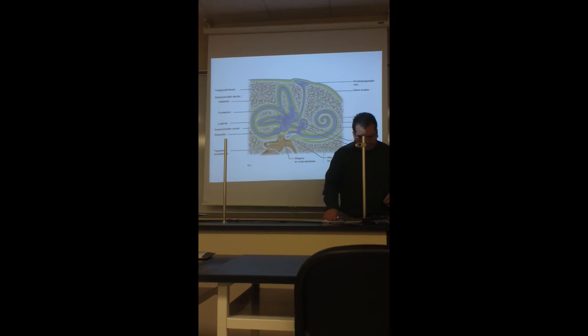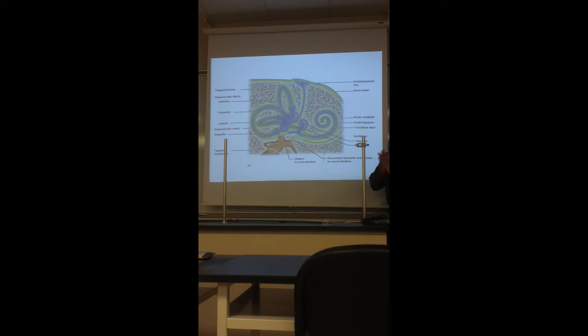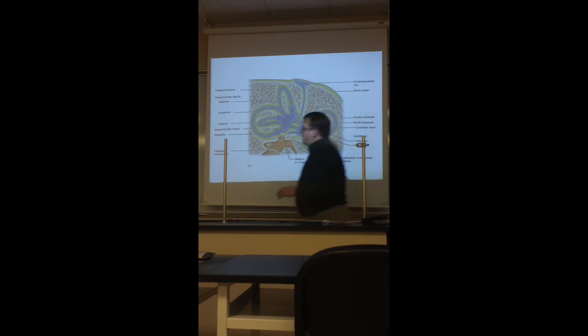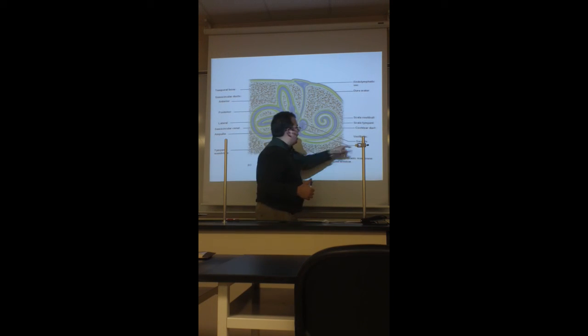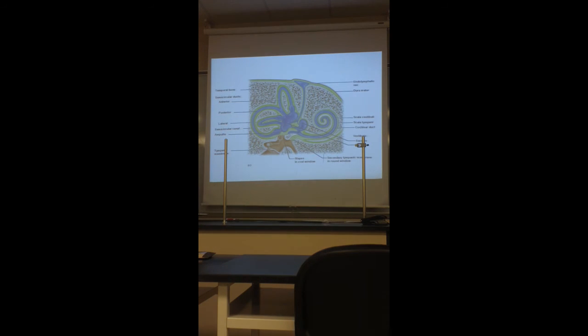or at least detect it. So the macula and the crista ampullaris are terms to be familiar with. The macula is a collective term for these two, the saccule and utricle. They call that the macula. And it's involved again in static equilibrium and linear acceleration.